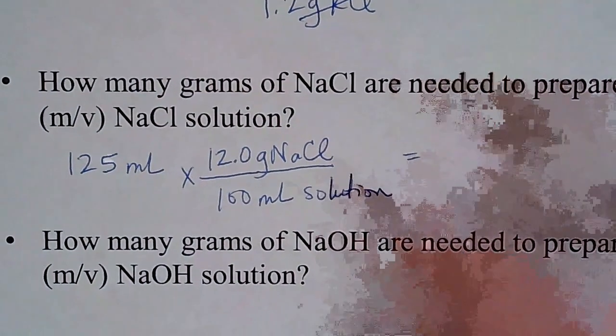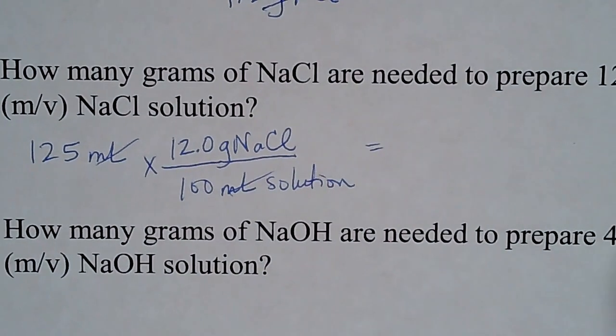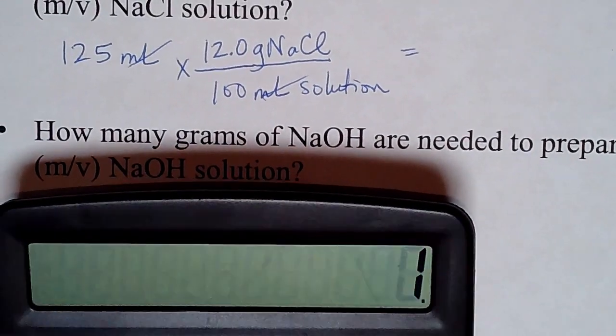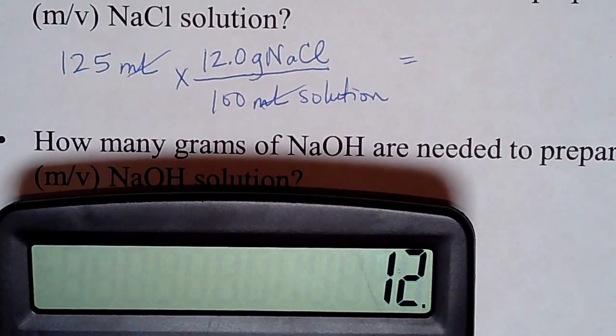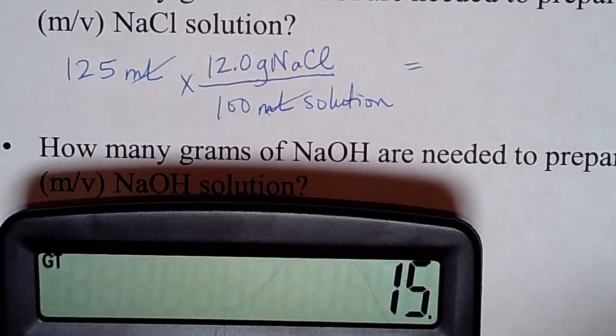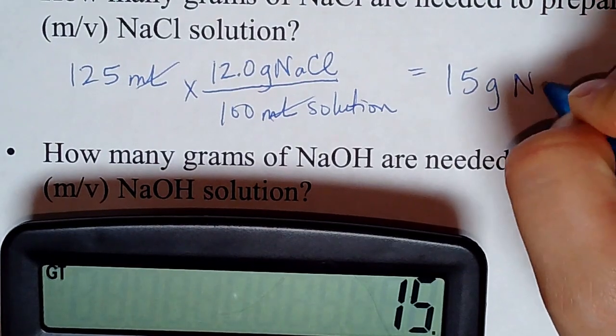Alright, so our milliliters are going to cancel out, and we're going to be left with our grams. So we have 125 times our 12 divided by 100. So this would be 15 grams of the NaCl.